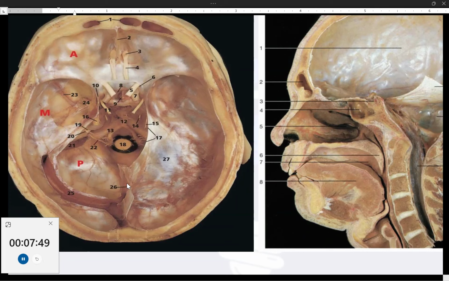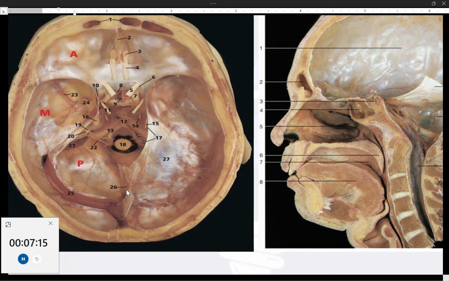So can you tell me what is 26? What structure is situated in this gap? Here, there is the transverse sinus. Transverse sinus is in this area. 25, 20. This is for the straight sinus. This is the straight area, right? So this is the straight sinus. So can you tell me in between which structures this straight sinus is situated?